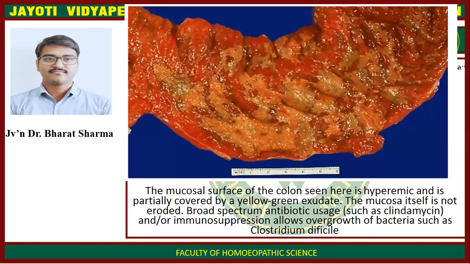Here is an image of pseudomembranous enterocolitis. The mucosal surface of the colon seen here is hyperemic and is partially covered by a yellow-green exudate, which can be seen here. The mucosa itself is not eroded. Broad-spectrum antibiotic use such as clindamycin and or immunosuppression allows overgrowth of bacteria such as Clostridium difficile.